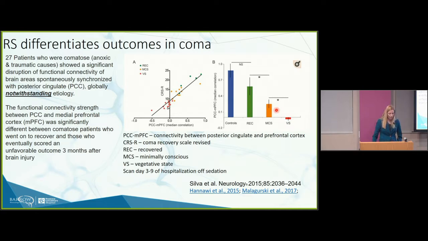So, resting state does differentiate outcomes in coma. In this study, I think we can see it pretty well up there. They took 27 patients who were in a coma from anoxic and traumatic causes, and they showed that they had disruptive functional connectivity. So as we come over here, here's controls in the blue, those that recovered in the green from disorder of consciousness and coma, and those who only achieved minimally conscious state and those who achieved vegetative state. And so if we look at their connectivity of the default mode network, which I'll explain what that means in a moment, their connectivity actually linearly correlated with their outcome.